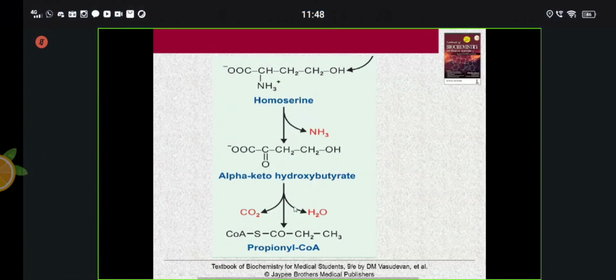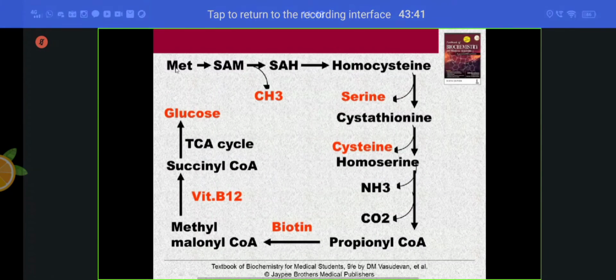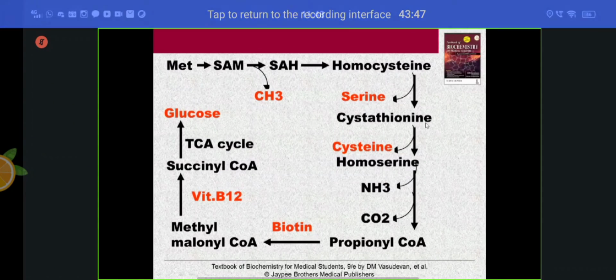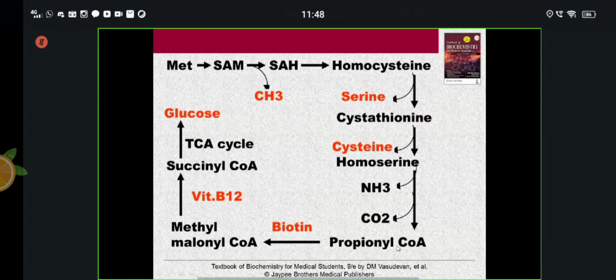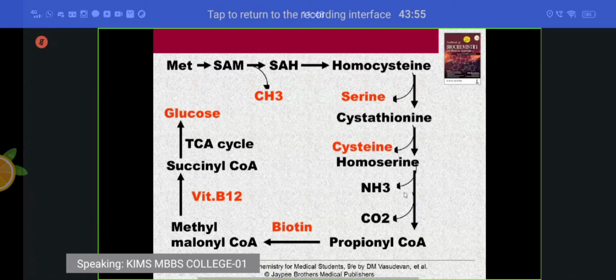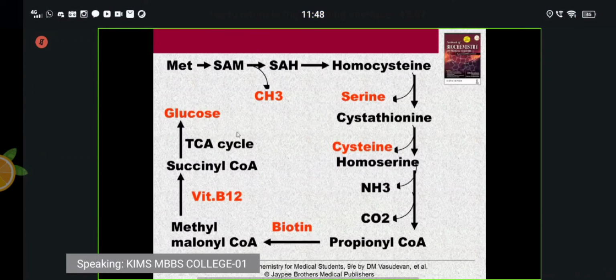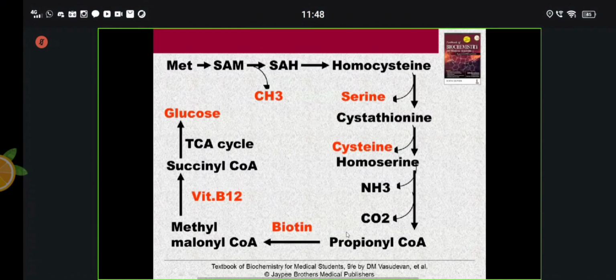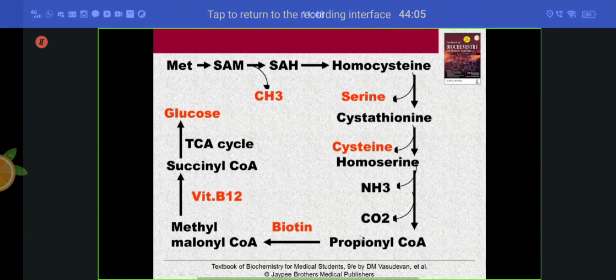These are all the different reactions. So, methionine, S-adenosyl methionine, S-adenosyl homocysteine, cystathionine, cysteine. Then propionyl CoA is formed, and actually this is showing how glucose is formed. We have seen that methionine is glucogenic. Homocysteine, cystathionine, homoserine, again converted to propionyl CoA with decarboxylation. Finally, many reactions occur so that we get glucose.